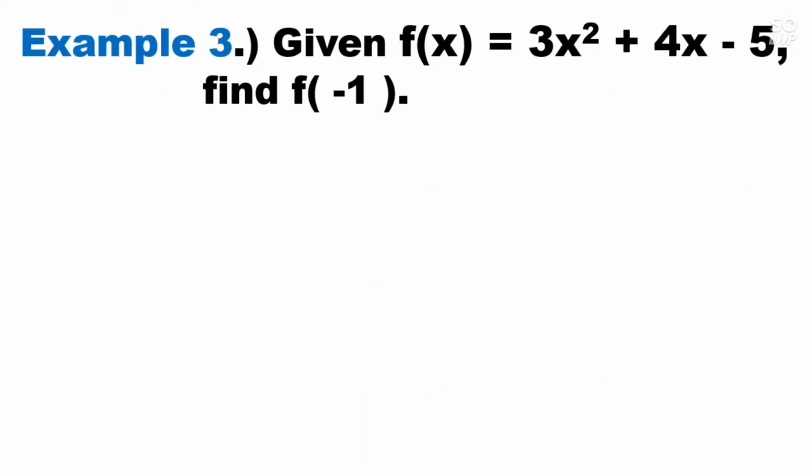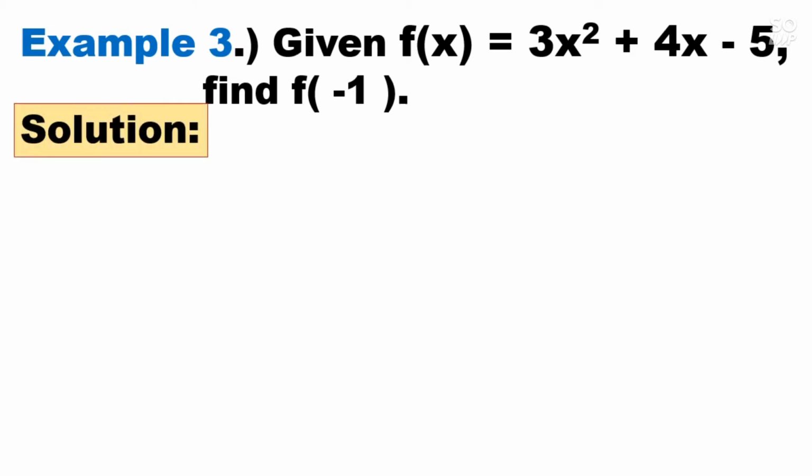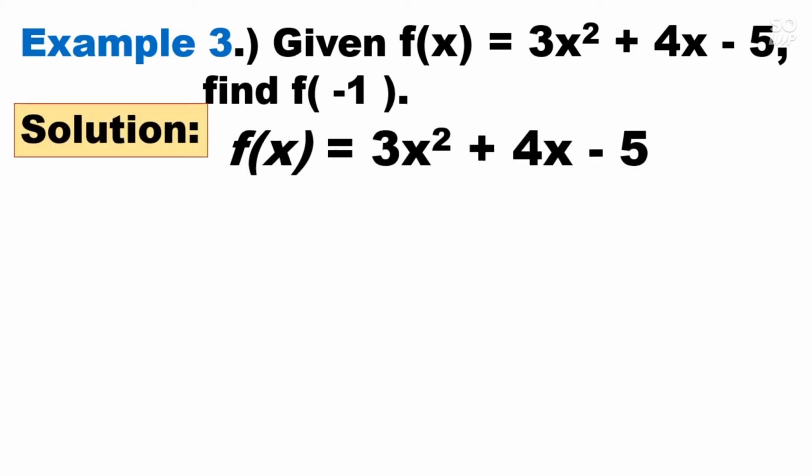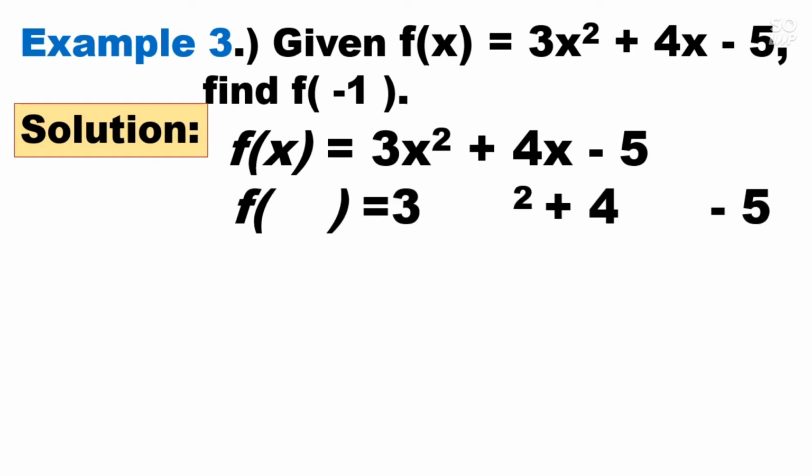Okay, example number 3. Given f of x equals 3x squared plus 4x minus 5, find f of negative 1. Okay, so this is the solution. We have f of x equals 3x squared plus 4x minus 5. Okay, papalitan natin yung x ng negative 1. So, f of negative 1 equals 3 times negative 1 squared plus 4 times negative 1 minus 5.